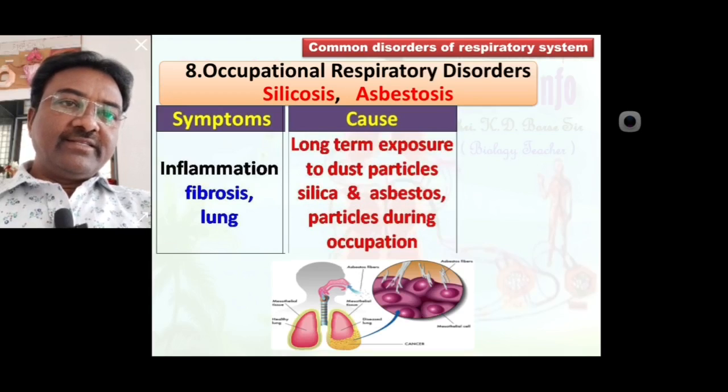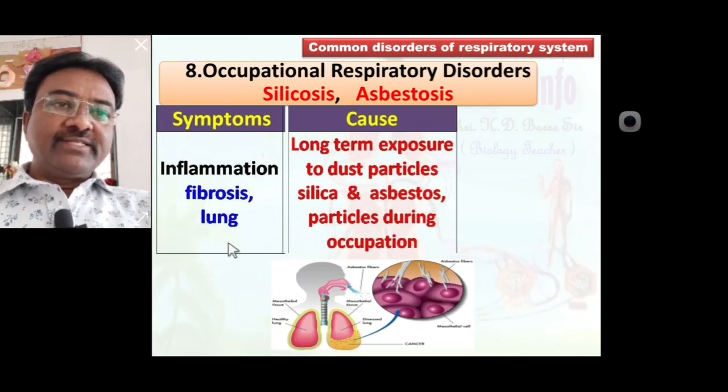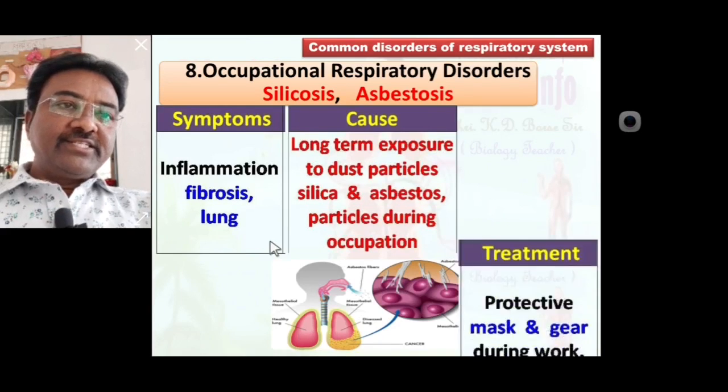Both particles are very dangerous to the lung alveoli cells. Due to silica and asbestos particles being introduced into the lungs, each and every cell of the alveoli is affected, and symptoms like inflammation and fibrosis of the lung are seen in silicosis and asbestosis respiratory disorder conditions.